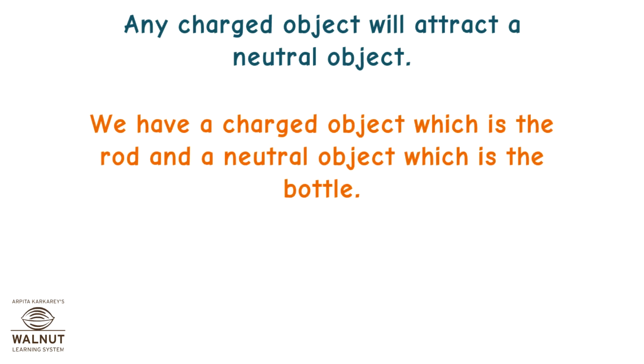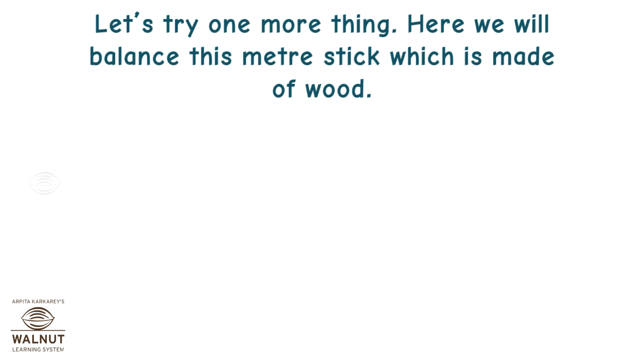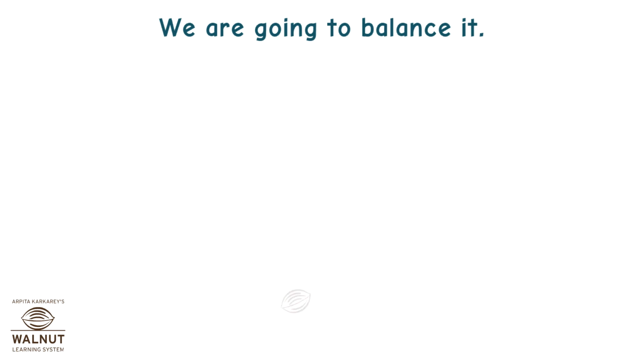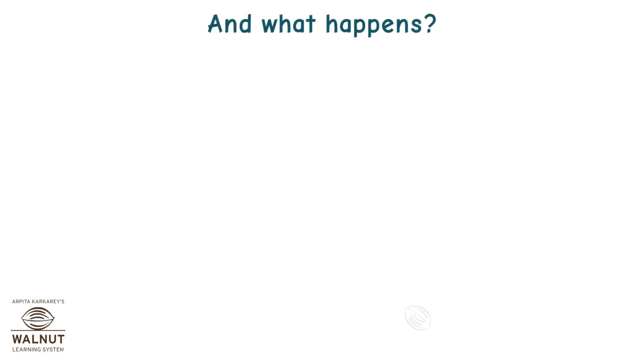We have a charged object which is the rod and a neutral object which is the bottle. The charged rod will attract the bottle, as you can see. Let's try one more thing. Here, we will balance this meter stick, which is made of wood. It is a neutral object. We are going to balance it. Then let us bring a charged object, which is the rod, close to it. And what happens?